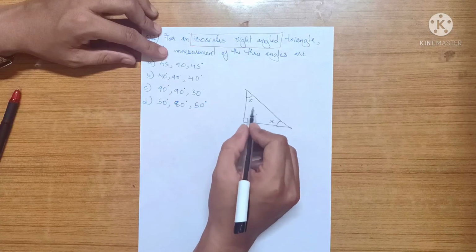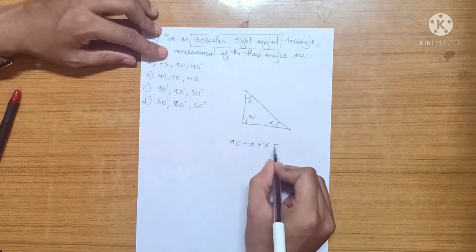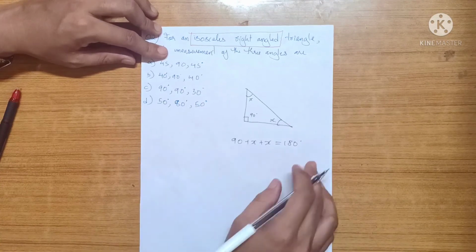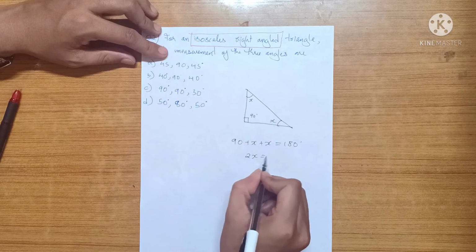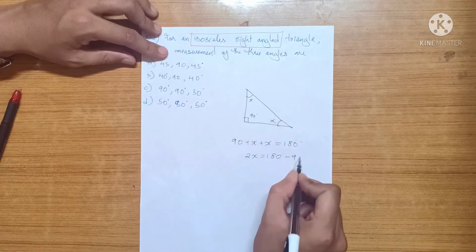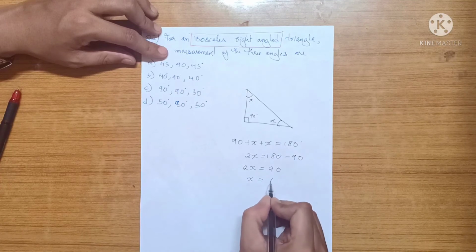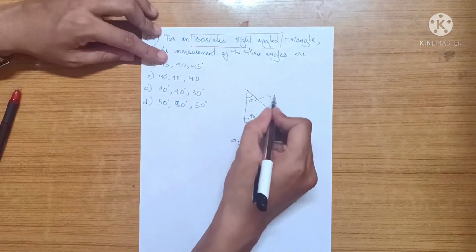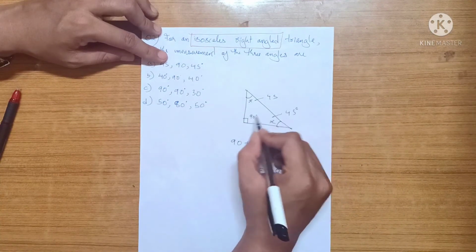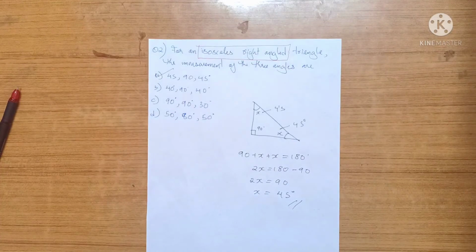So anyway, 90 plus 2x equal to 180 degrees, because the three angles sum to 180 degrees. So 2x equal to 180 minus 90, 2x is 90, x is 45. So this will be 45, this will be 45, and this is 90. So 45, 90, and 45. Okay.